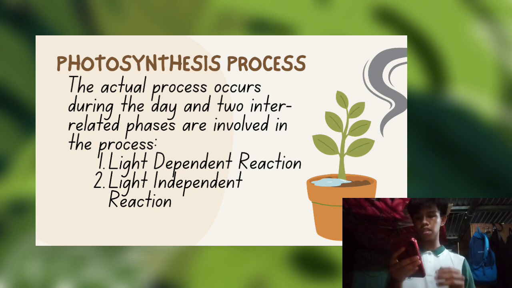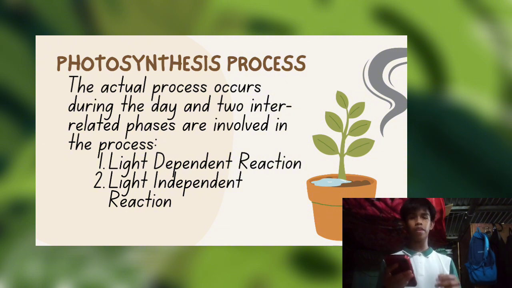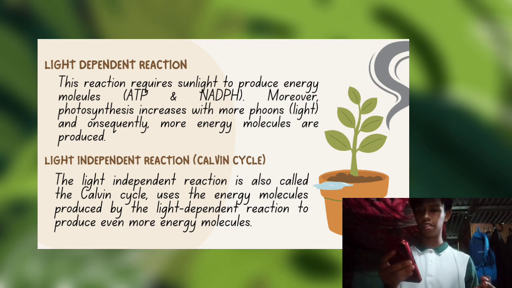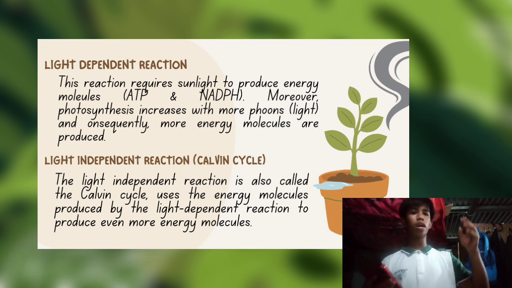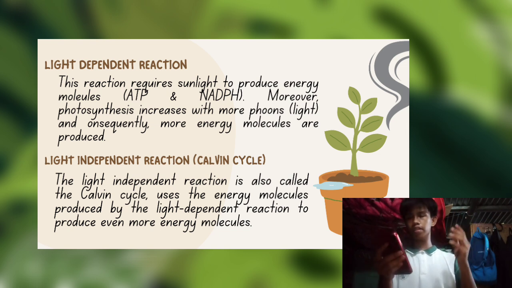This process happens in two main phases. May dalawa tayong phases na kung saan nangyayari yung photosynthesis. Number one is the light-dependent reaction. This phase needs sunlight. Itong phase na to ay nangangailangan ng sunlight, ng ilaw, galing sa araw.